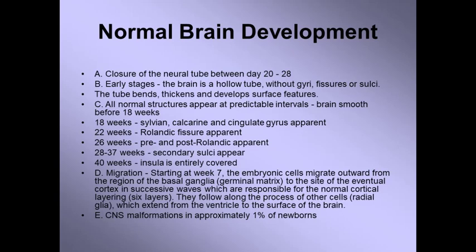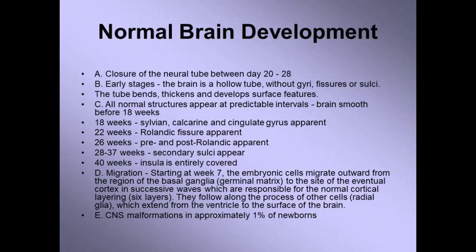At 18 weeks of gestation, the Sylvian, calcarine, and cingulate gyri are apparent. The Rolandic fissure is apparent at 22 weeks, at 26 weeks the pre and post Rolandic, and at 28 to 37 weeks secondary sulci appear. At 40 weeks, with maturation, the insula is entirely covered.